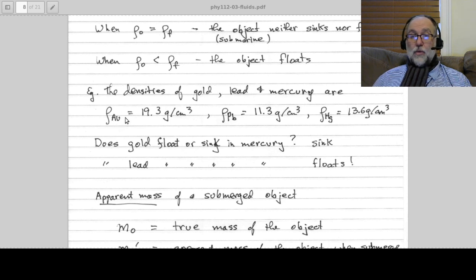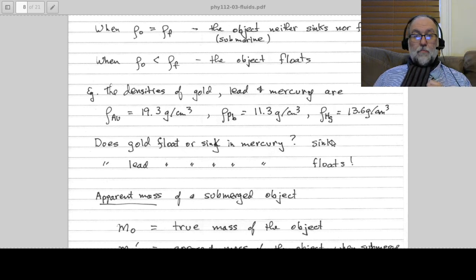The density of gold, Au is the chemical symbol for gold. I would always give you these numbers; I don't expect you to memorize them. The density of gold is 19.3 grams per cubic centimeter. The density of lead, whose symbol is Pb, is 11.3 grams per cubic centimeter, and the density of mercury is 13.6 grams per cubic centimeter. So if I ask whether gold floats or sinks in mercury, the answer is sink, because the density of the gold is bigger than the density of the mercury. The thing with the bigger density will go down.